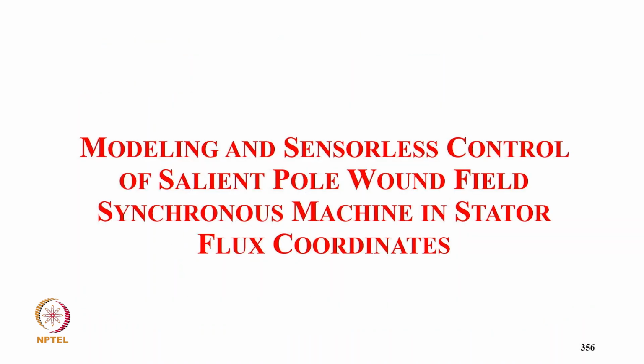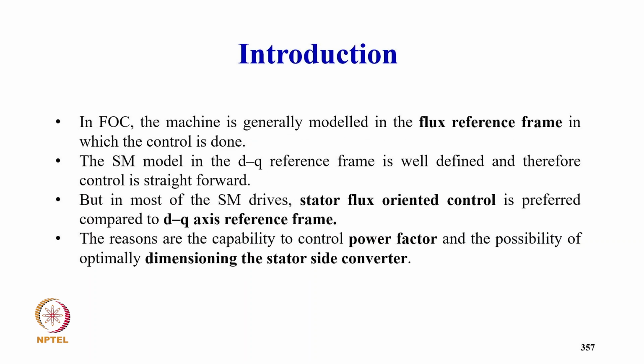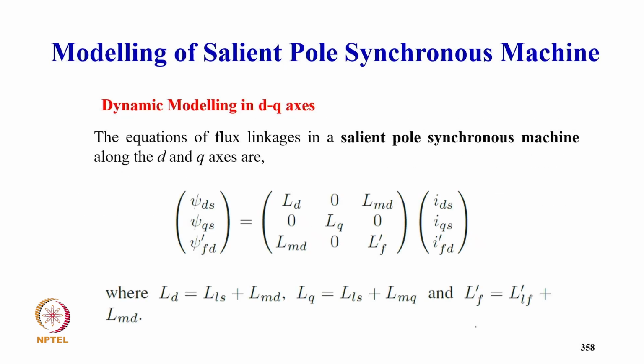So now coming to modeling and sensorless control of salient pole, one field synchronous machine in stator flux coordinates. In field oriented control, the machine is generally modeled in the flux reference frame in which the control is done, and the synchronous motor model in the DQ reference frame is well defined and therefore control is straightforward. But in most synchronous motor drives, the stator flux oriented control is preferred compared to the DQ reference frame, and the reasons are the capability to control the power factor and the possibility of optimally dimensioning the stator side converter.